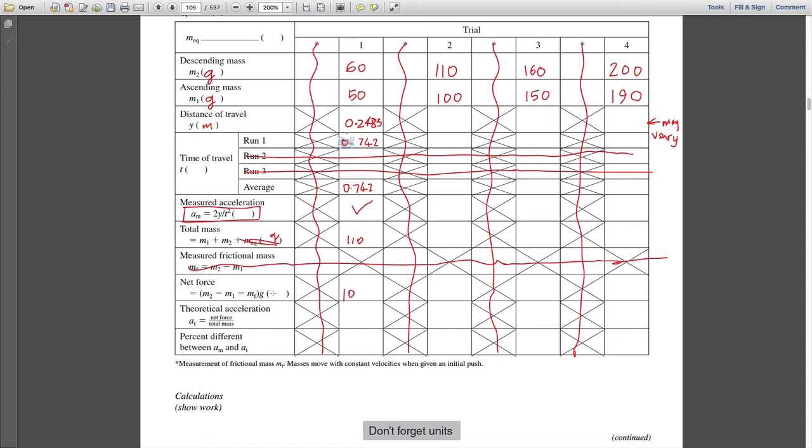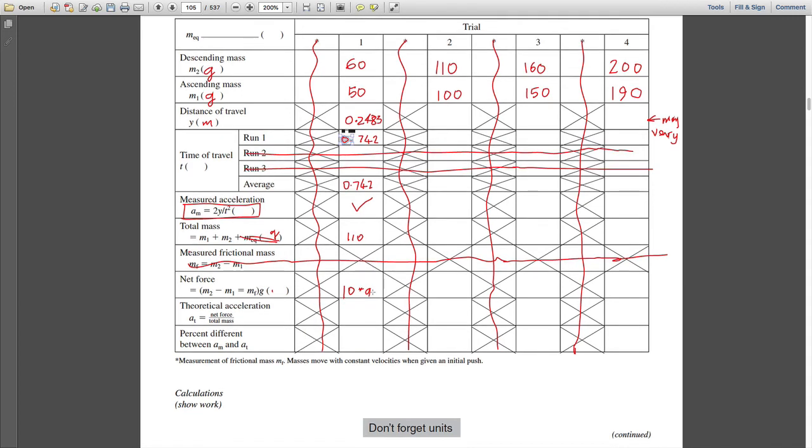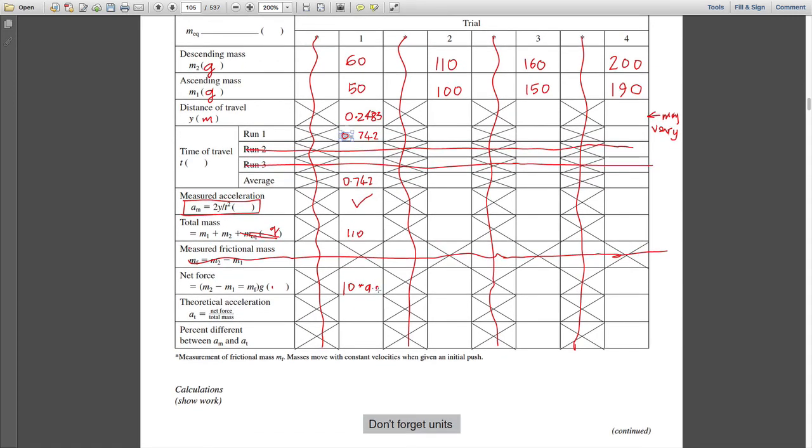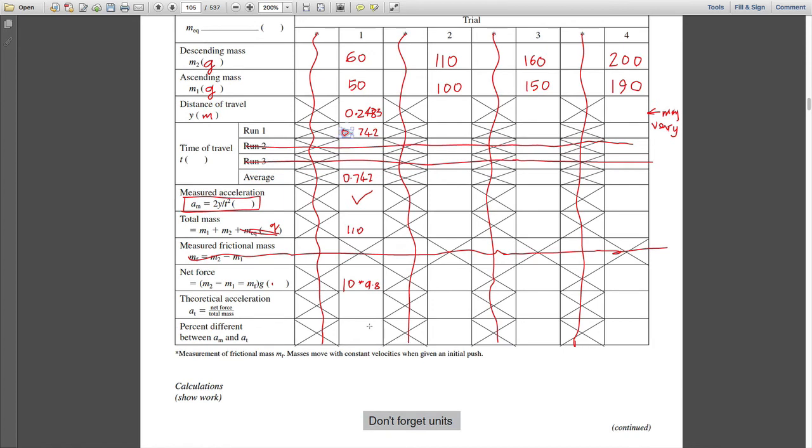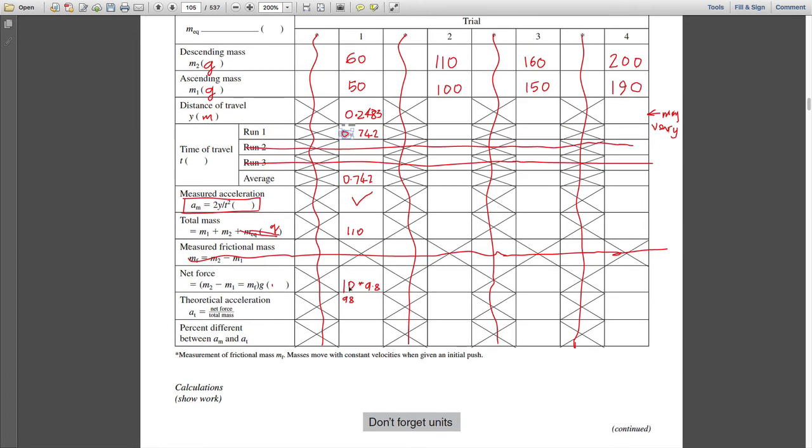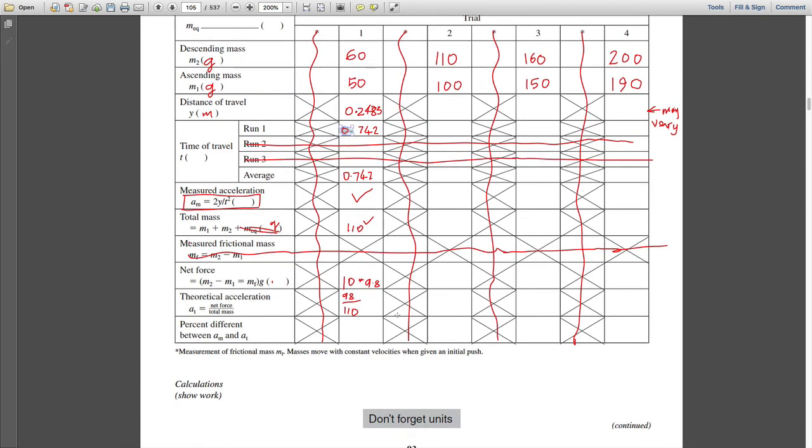Of course, this is in gram meter per second squared. So multiply that by 9.8. That would be approximately 98, right? So your acceleration from theory is going to be what? 98. Don't ask where I found 98. 98 is 10 times 9.8 divided by the total, 110. Or you can just directly apply the first equation that I showed you.